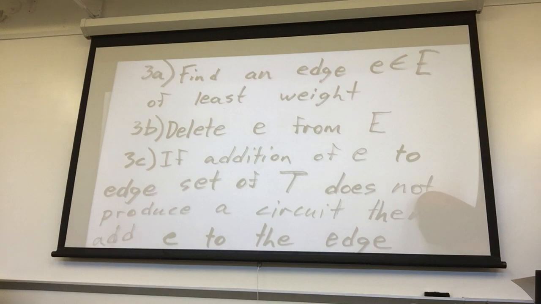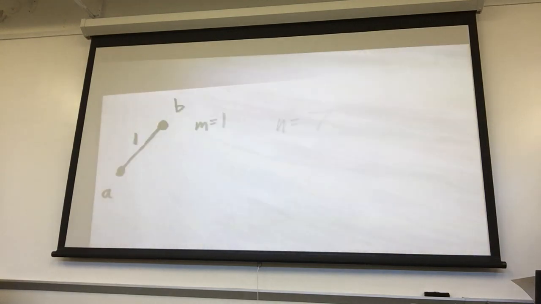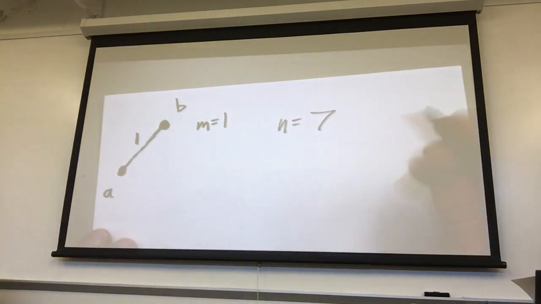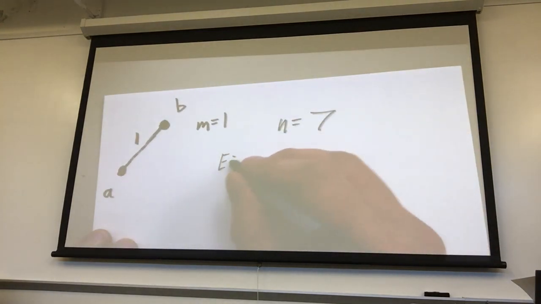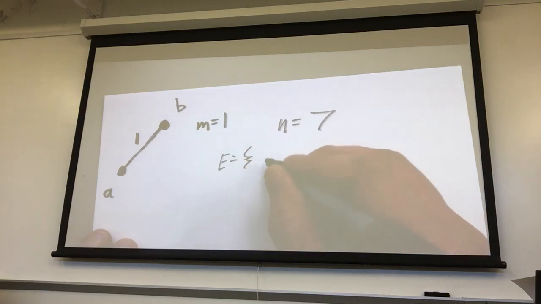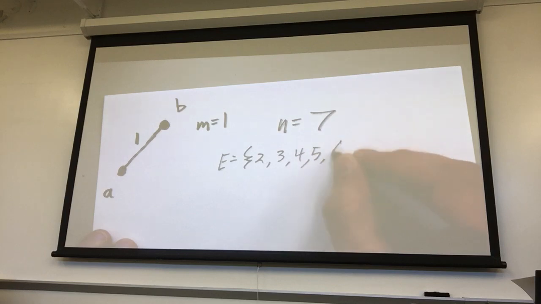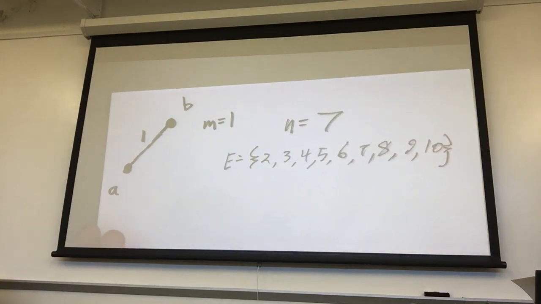All right. Now delete e from the set of E. Okay? Well, that means that E would equal 2, 3, 4, 5, 6, 7, 8, 9, and 10. Okay, so I can't use that edge.